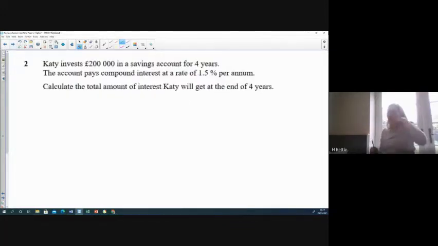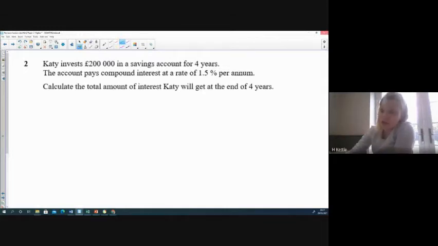Next topic. Katie invests £200,000 in a savings account for 4 years. The account pays compound interest at a rate of 1.5% per annum. Calculate the total amount of interest Katie will get at the end of 4 years. So compound interest is interest that you get on top of your money that gets added on at the end of the year. You're then going to get your new interest calculated on that total amount. So we're doing interest on the interest on the interest.